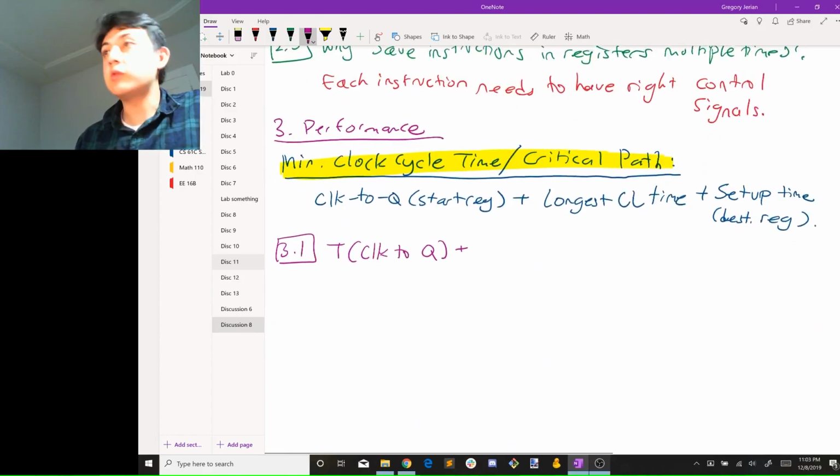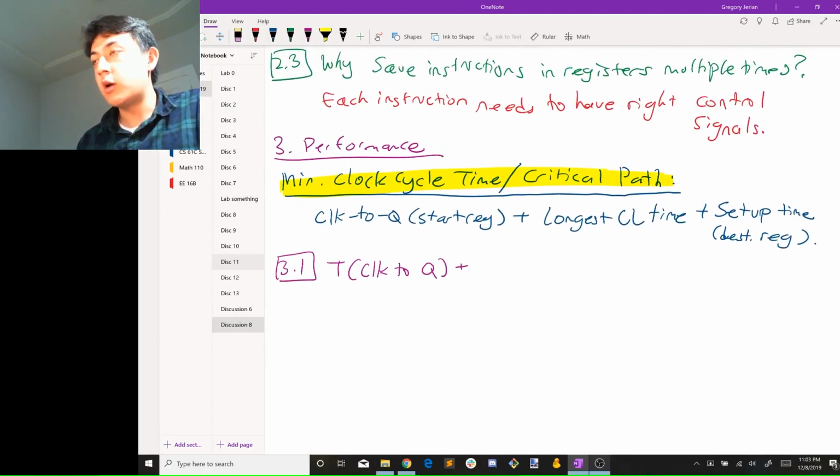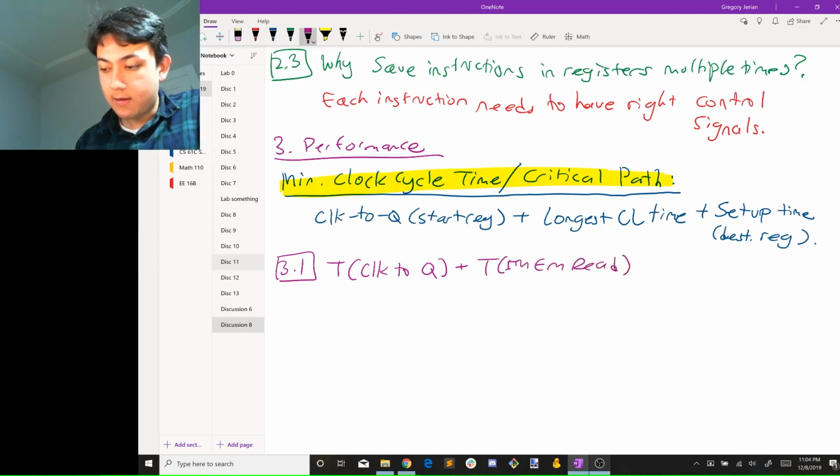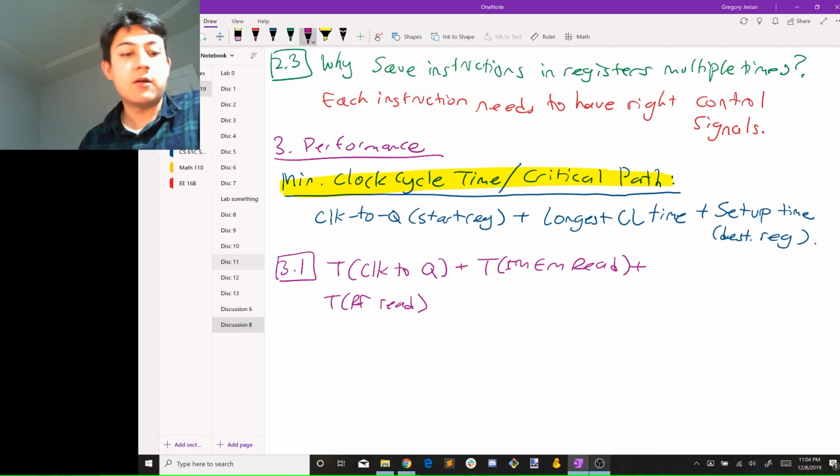So let's calculate this up, right? So we said go through the clock to queue, then go through the IMEM. So read the IMEM. Then after that, read from the register file, right? We got to read our registers. That's happening at the same time as the immediate generator. But the immediate generator apparently takes 0 picoseconds because it's not even included. So we don't really care in this example. Then we go through the mux. This is the mux right before the ALU. There's two muxes, but we can just say they happen at the same time. And the branch comparator happens at the same time.